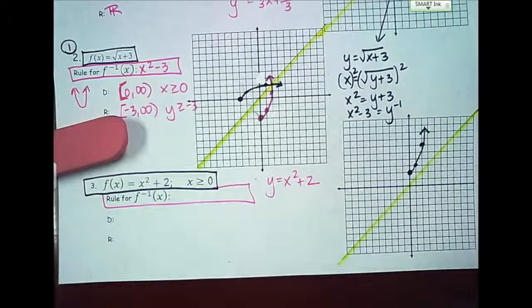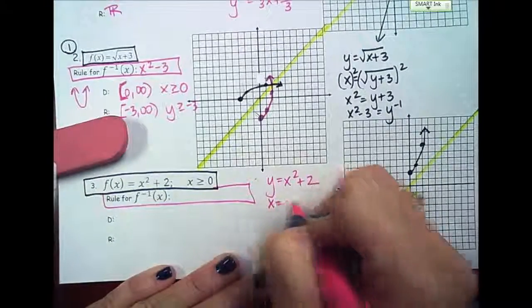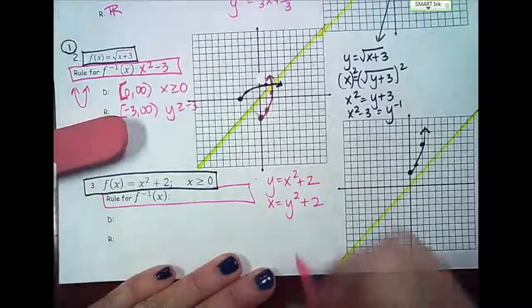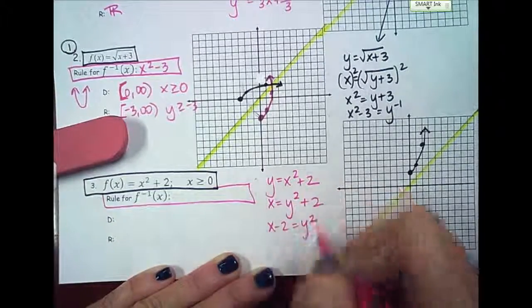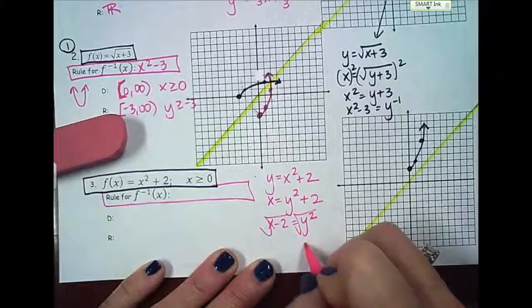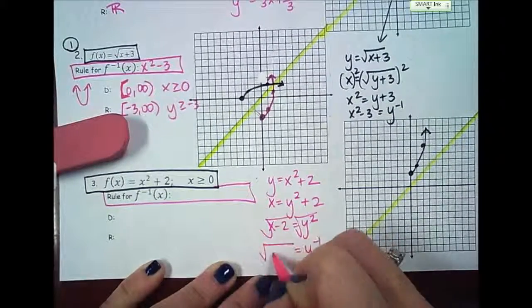Can you guys remember, how did I find an inverse? There's 2 steps for finding an inverse. What's my first step? What did we say? Flip what? Flip x and y. What's step 2? Move the 2 over. Then what are you going to do? How do you get rid of a squared? Take the square root. So now the inverse is y equals the square root of x minus 2.